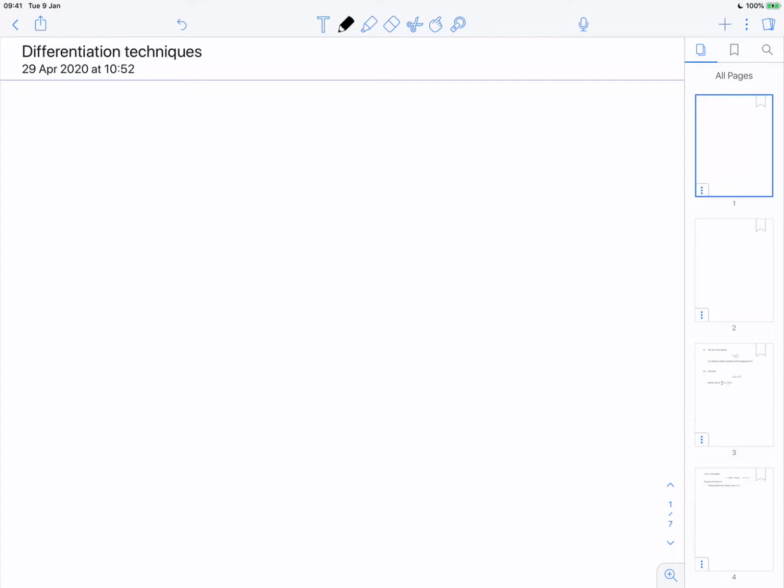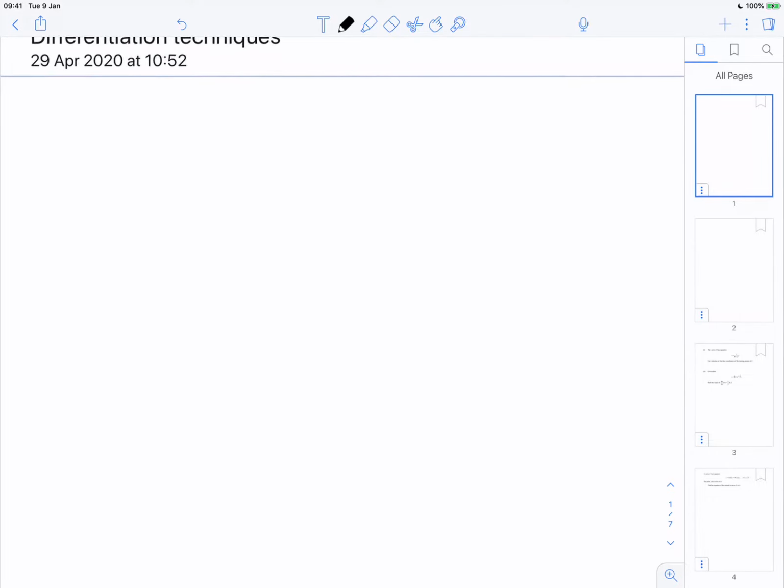Let me just check. Yep, it is. And I want to be looking at some more advanced differentiation techniques, mainly for one variable calculus. So, okay, how do we differentiate things? How do we take ordinary derivatives and more complex functions?